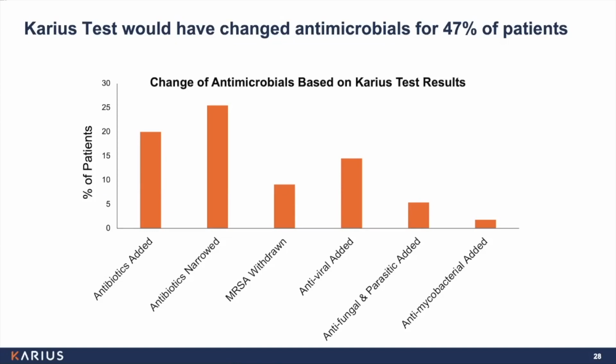And that translates into an addition of antimicrobials in 20% of the cases, and mostly of anti-anaerobic coverage in 12.7%. They would have narrowed antimicrobials in 25.5%, and that included 9% in which MRSA coverage would have been withdrawn. They would have added antivirals in 14.5%, antifungals in 3.6%, and then in one specific case, it would have added antimycobacterial coverage for M. abscessus in a case in which the patient had pulmonary nodules and a compatible clinical syndrome.